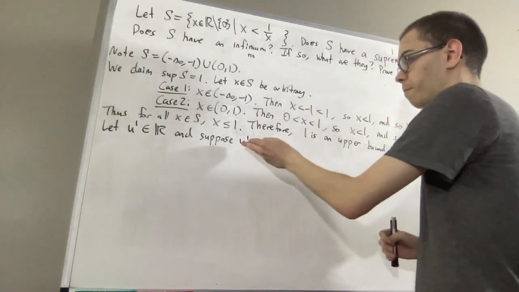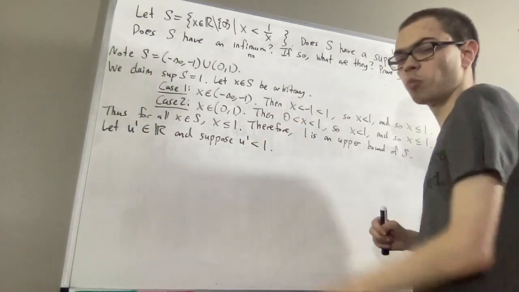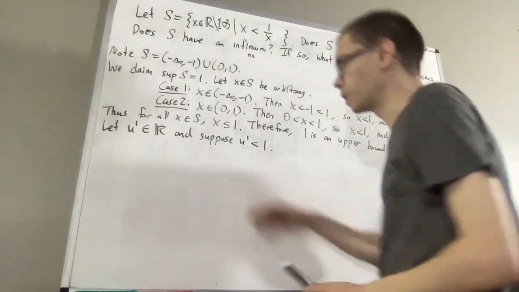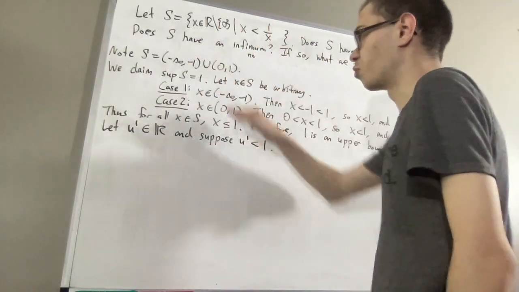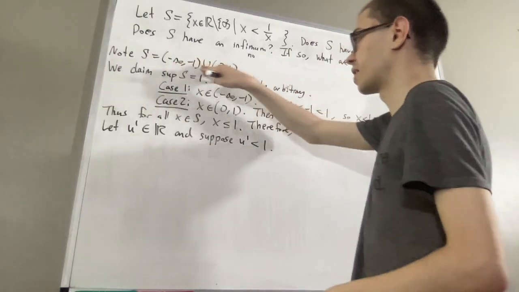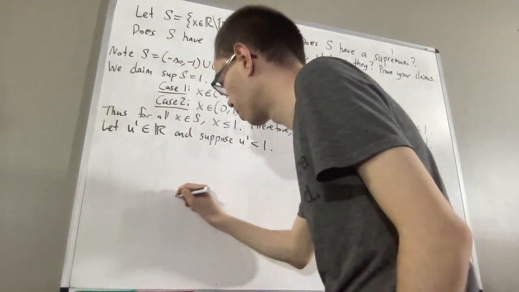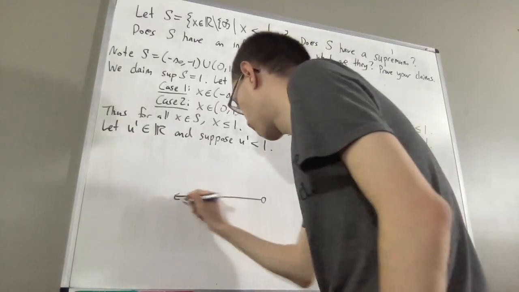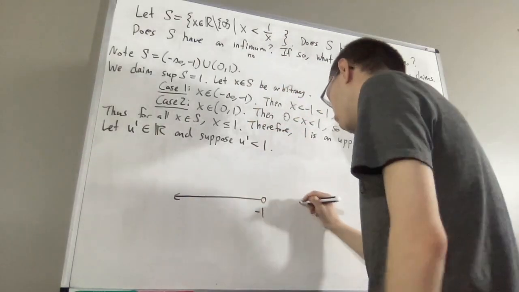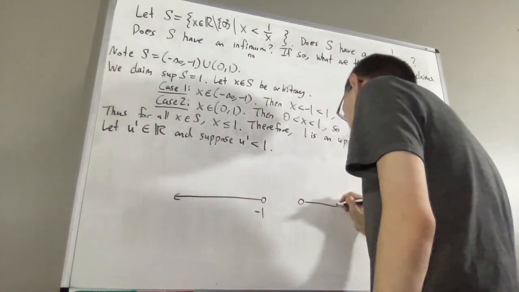So here's the thing. Where is u prime? Well, if we consider where u prime is with respect to S, well, S is essentially the union of these two intervals. So we have the left half right here and the right half like this.